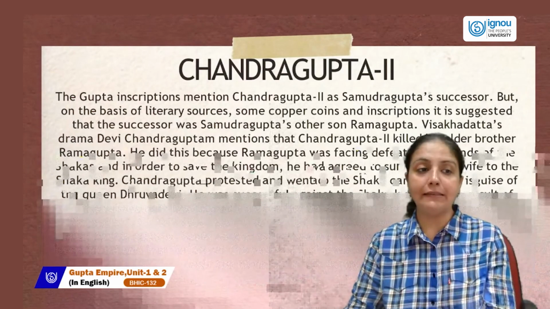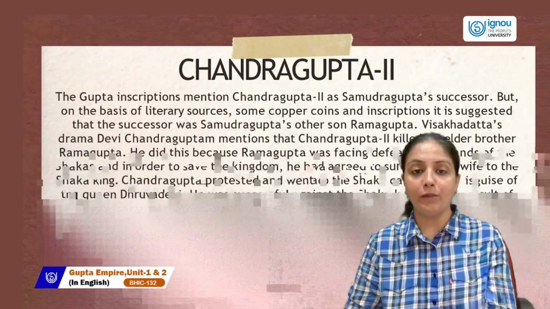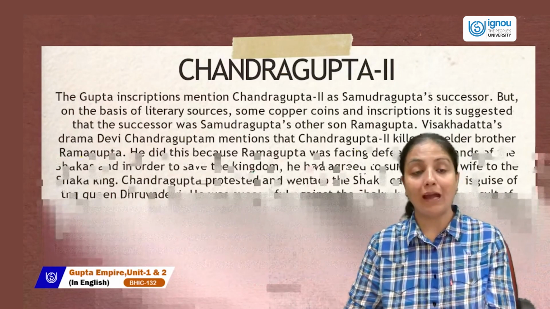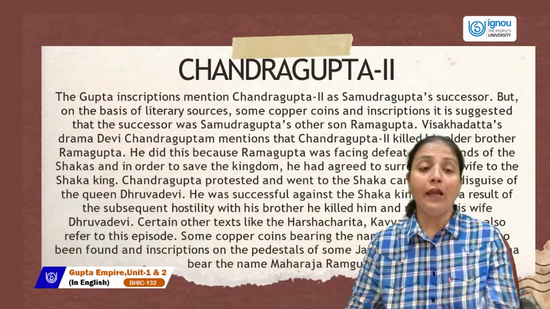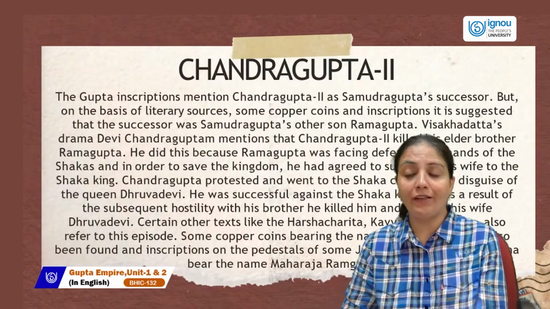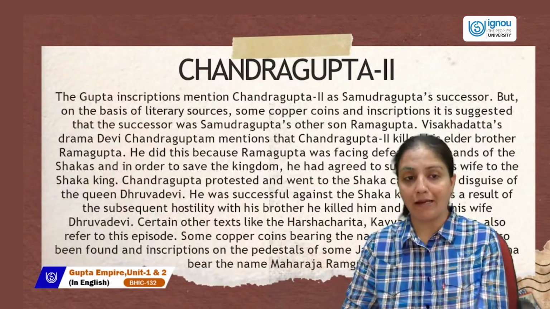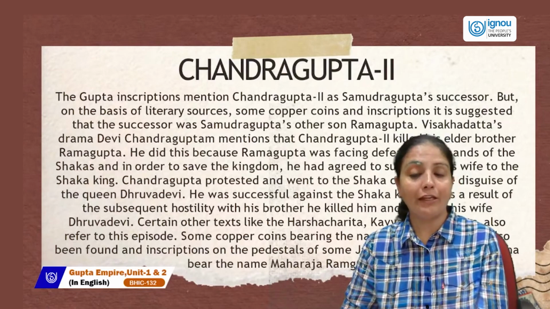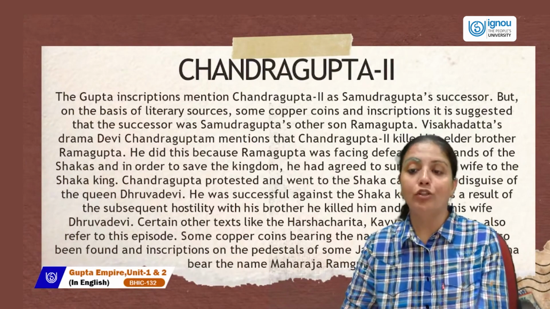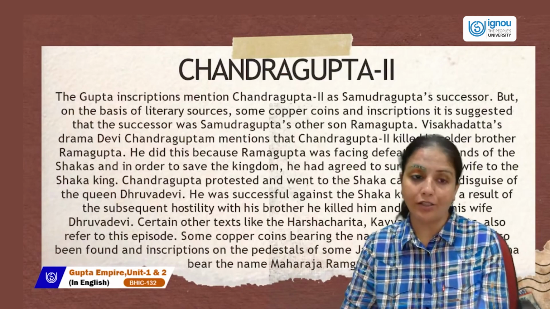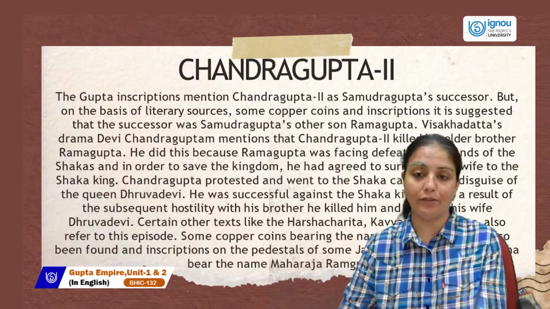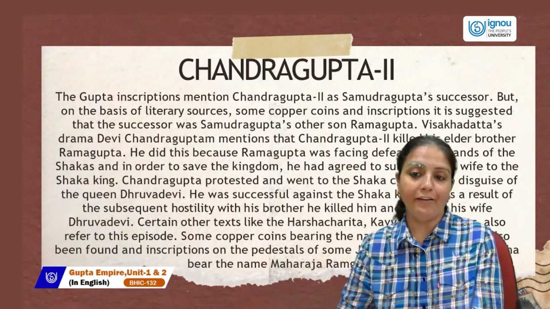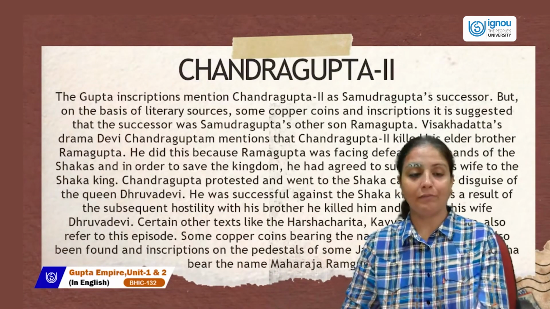Vishakhadatta's Devichandraguptam mentions that Chandragupta II killed his elder brother Ramgupta. He did this because Ramgupta was facing defeat at the hands of the Shakas and, in order to save the kingdom, had agreed to surrender his wife to the Shaka king. That is very shameful for a ruler.